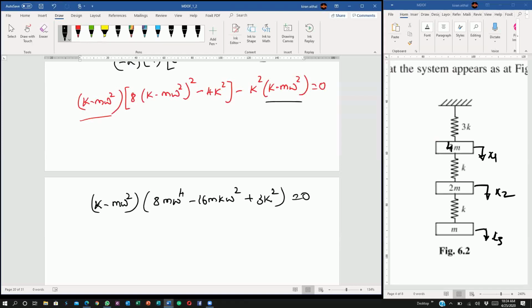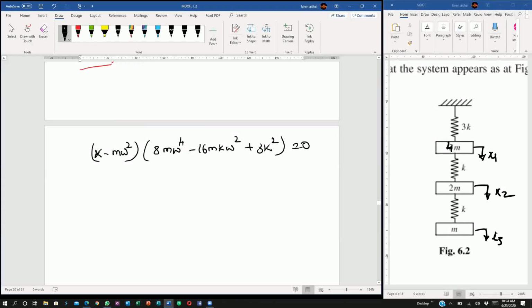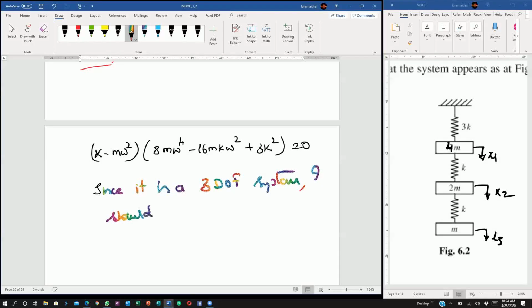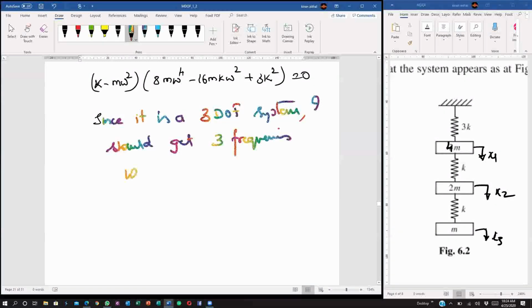Okay, so now how many roots am I supposed to get? Since it is a 3DOF system, I should get 3 frequencies, right? What are those frequencies? Omega 1, omega 2, and omega 3, right?